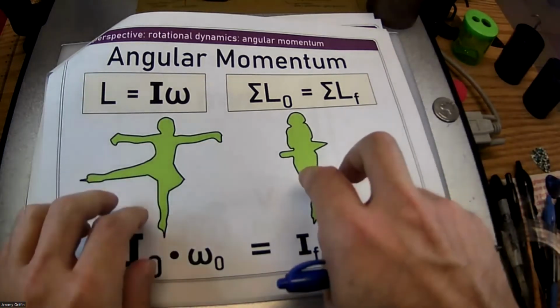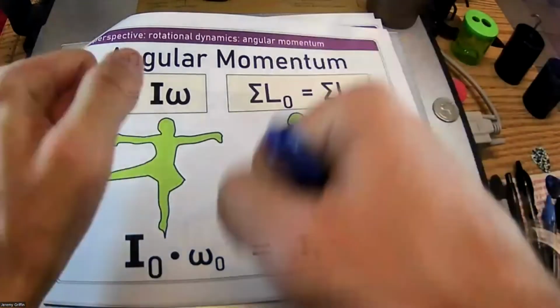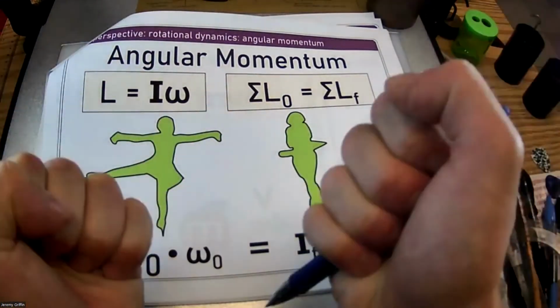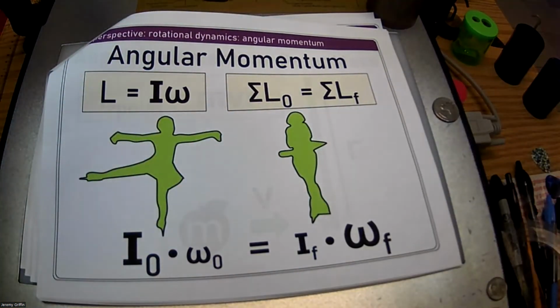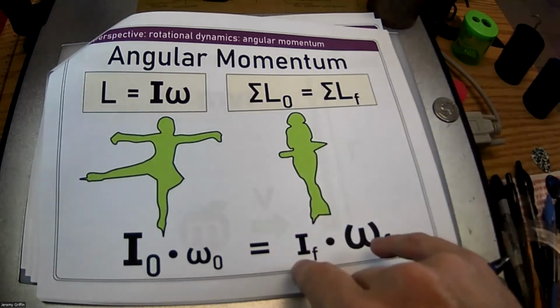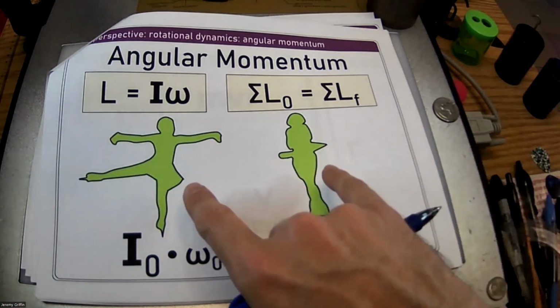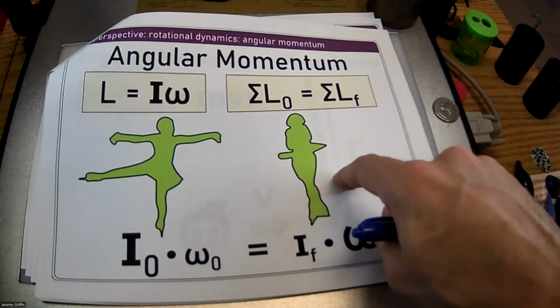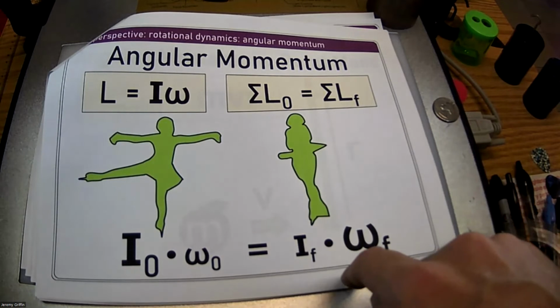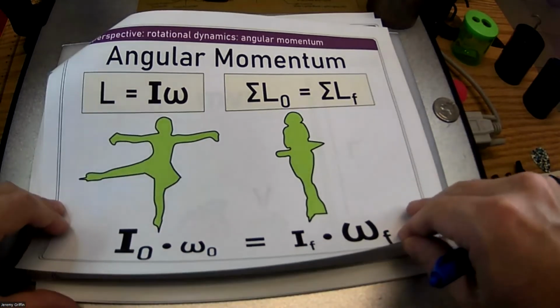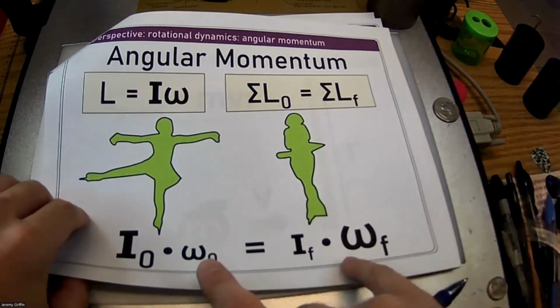Right? Hey, do you think it would take some work to pull her arms in to go from the left picture to the right picture? Take some work. Do you think she's therefore putting some energy into that mechanical system? Do you think she has more kinetic energy, 1/2 I omega squared, on the right than on the left? I bet she does. I bet she has more rotational kinetic energy over here, which is like 1/2 I omega squared, analogous to 1/2 mv squared. But yeah, this is conserved.